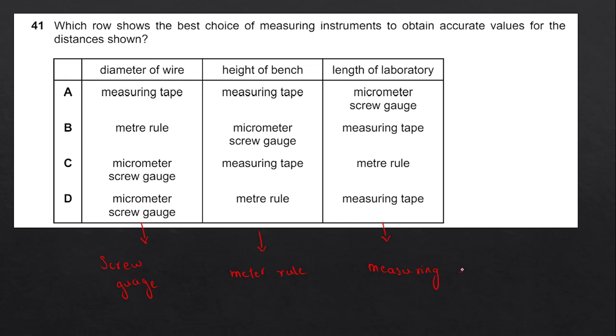So let's find out the option which is most suitable. So it is micrometer screw gauge, meter rule and measuring tape. So the correct answer is option D.